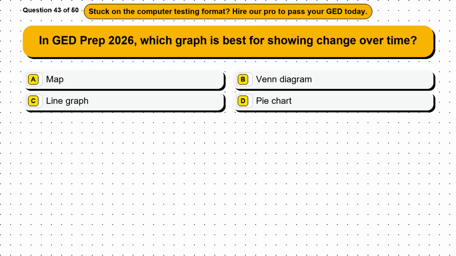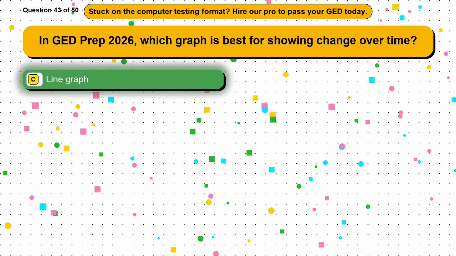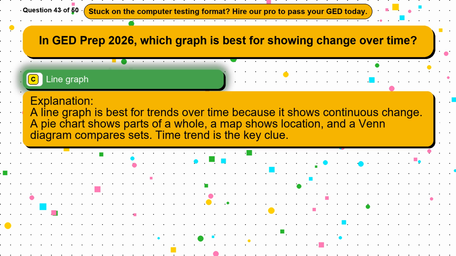Question 43. In GED Prep 2026, which graph is best for showing change over time? Option A map. Option B Venn diagram. Option C line graph. Option D pie chart. The correct answer is option C, line graph. A line graph is best for trends over time because it shows continuous change. A pie chart shows parts of a whole, a map shows location, and a Venn diagram compares sets. Time trend is the key clue.